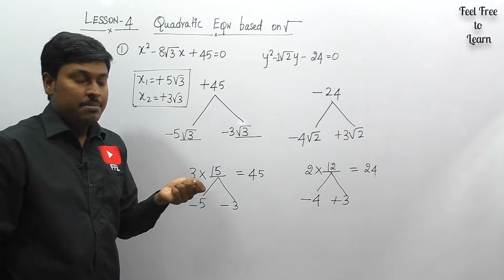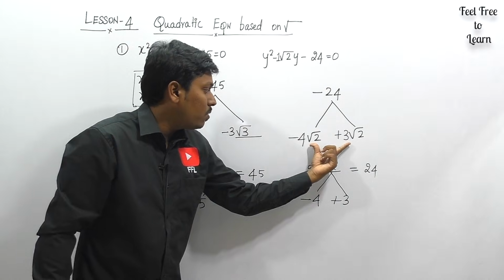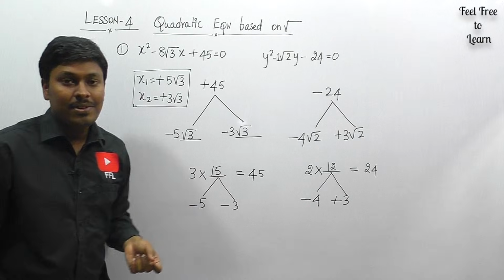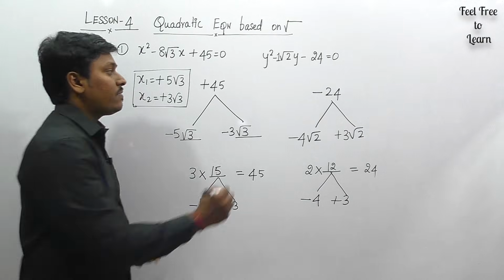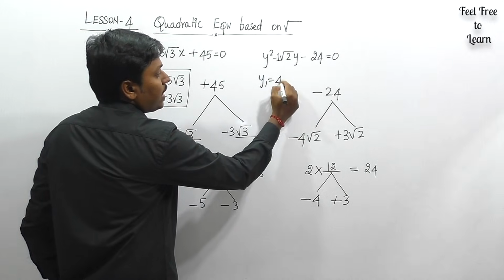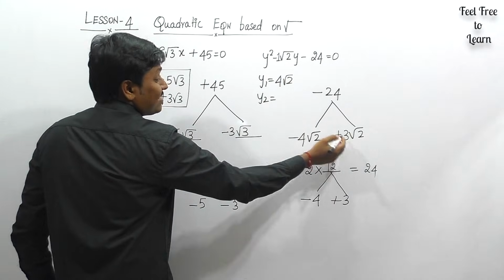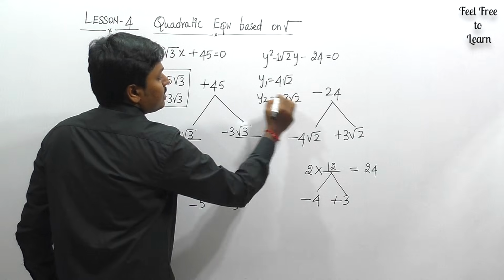When we add both the numbers, our target is to get minus root 2y. Just add both the numbers. Minus 4 root 2 plus 3 root 2. The final answer will be minus root 2. So finally we got the factors, that is y1. y1 is equal to, here it is minus 4 root 2, but while writing change the sign as plus 4 root 2. Next is y2. Here it is plus 3 root 2, while writing minus 3 root 2.